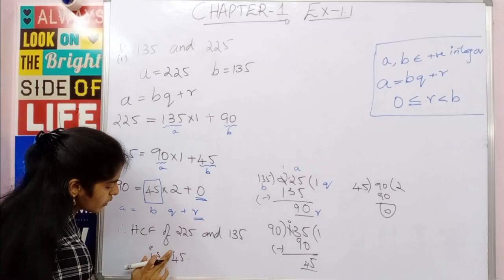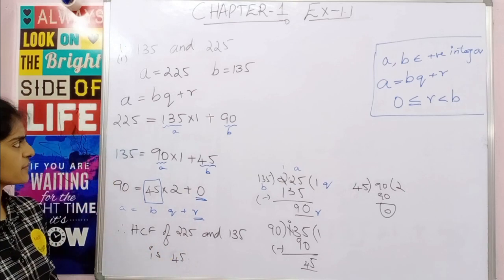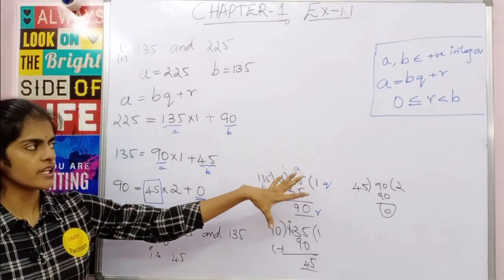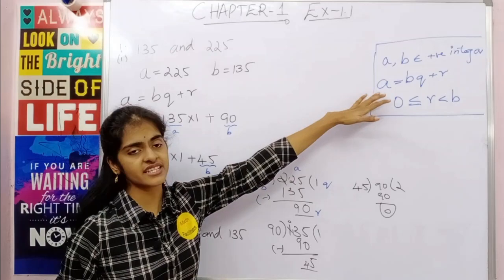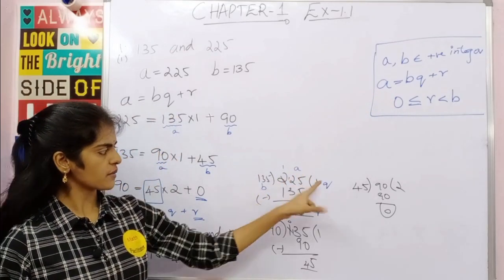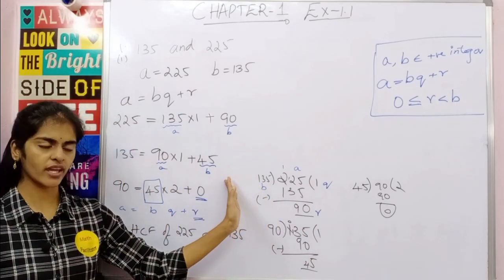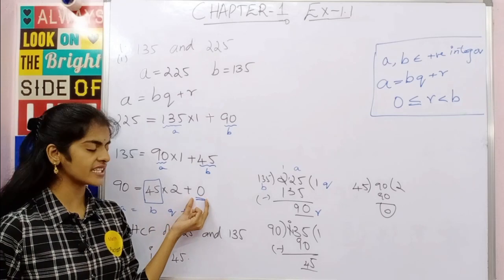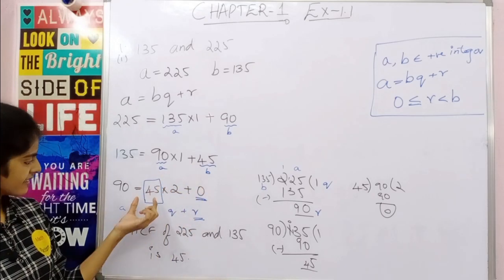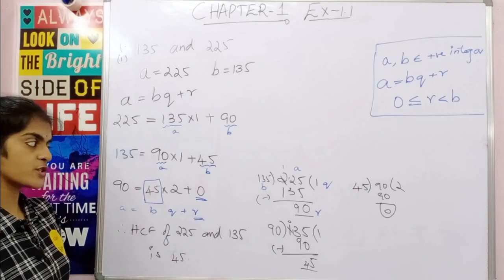Clear? So let us do one more problem. It will be very easy, very clear for you. Simply divide here, and whatever you get, you know how to write it in terms of Euclid's division lemma. So A is equal to BQ plus R. The same thing you will write here. When you find that the remainder is 0, you will stop the process, and this value of B will be your HCF. Clear?